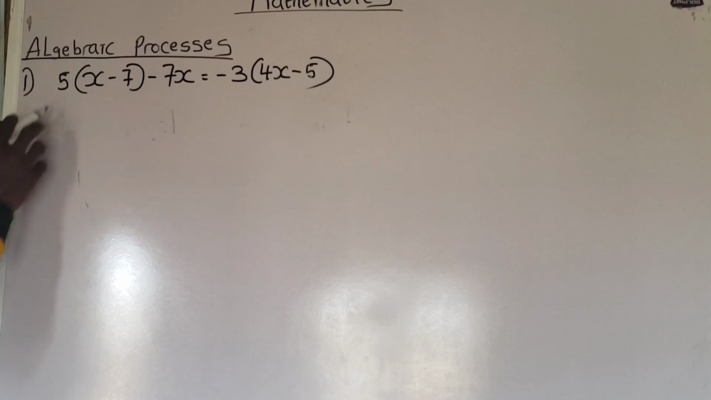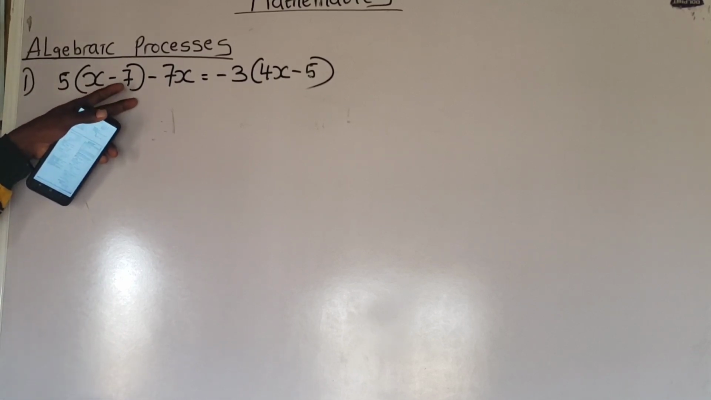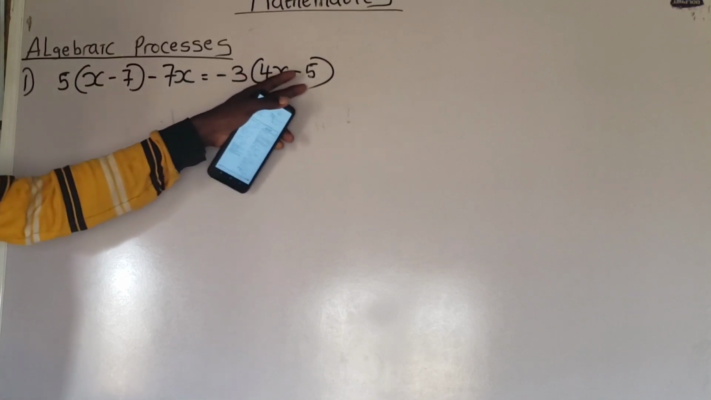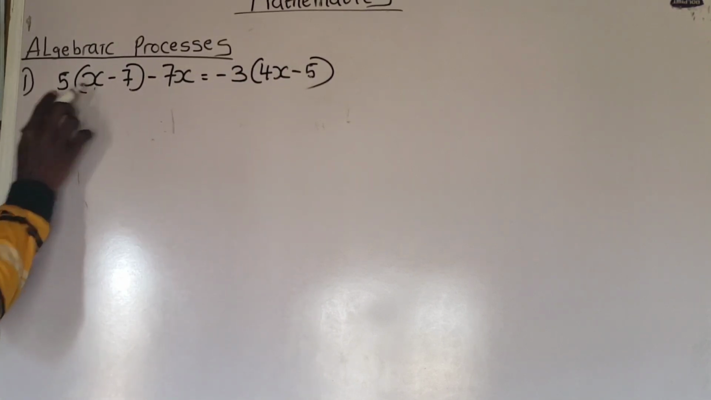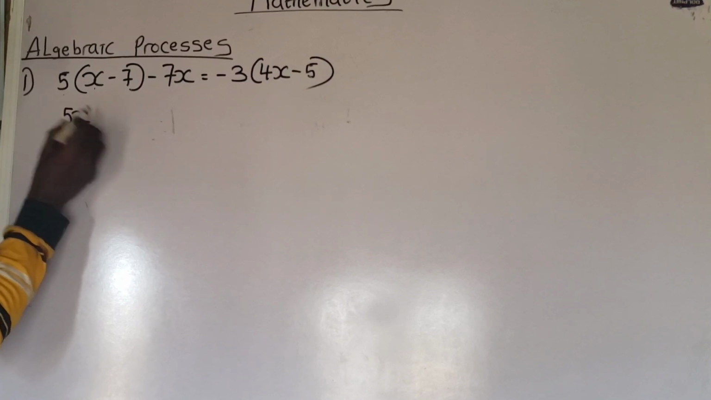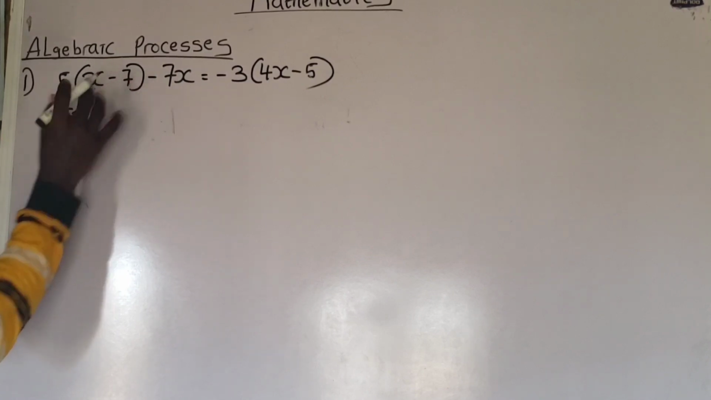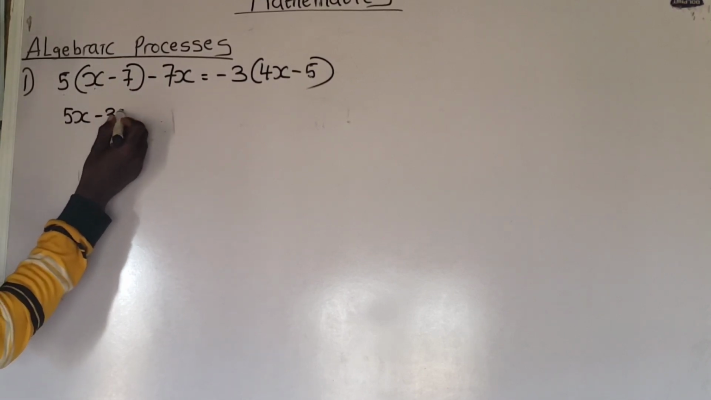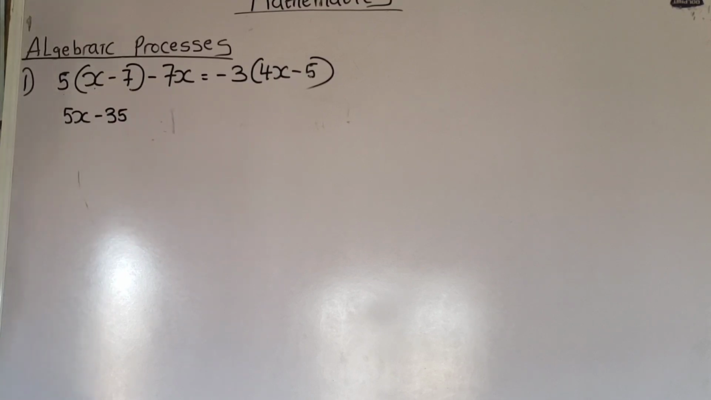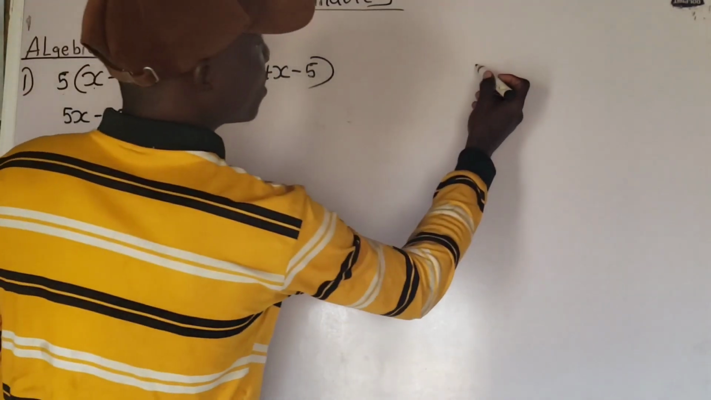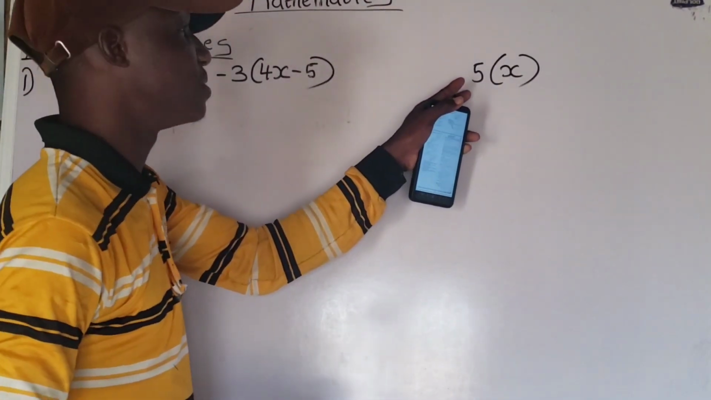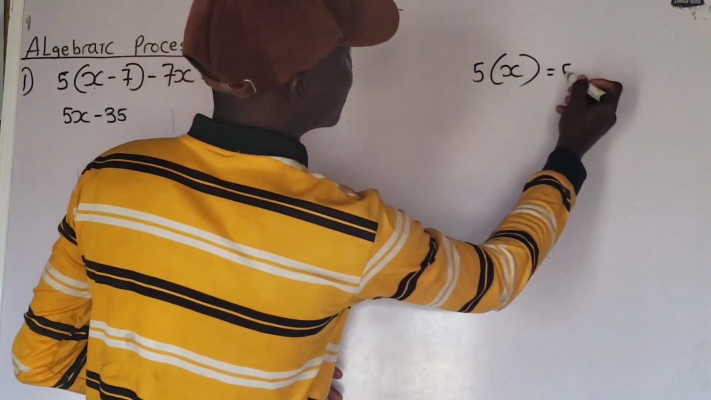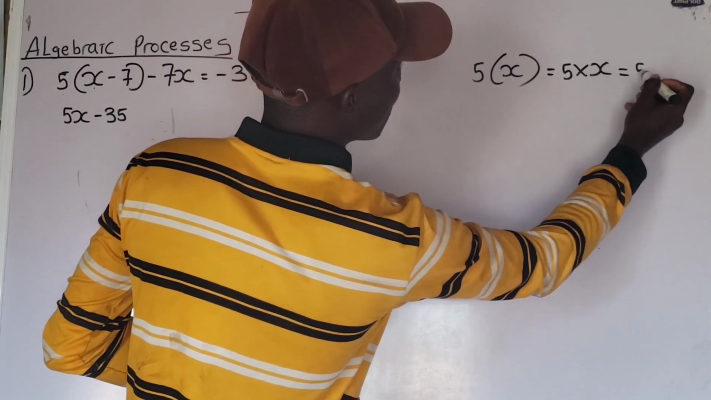So for this, I'm going to use the 5 to open this bracket. You understand? And I'm going to use negative 3 to open this bracket. Are you paying attention? So for this, I'm going to have 5 multiplied by x. That will be what? 5x. 5 multiplied by negative 7. That will be what? Negative 35. You see, if you are confronted with something like this, 5 into bracket x, this also means 5 multiplied by x. Okay, 5 multiplied by x, which is 5x.